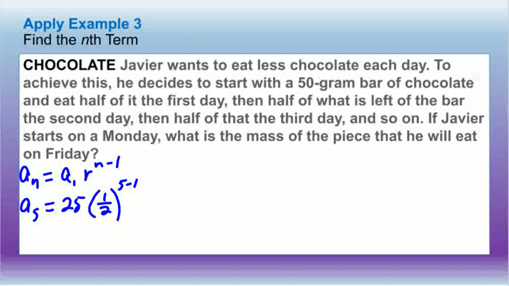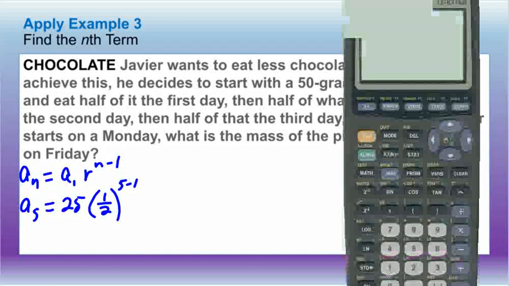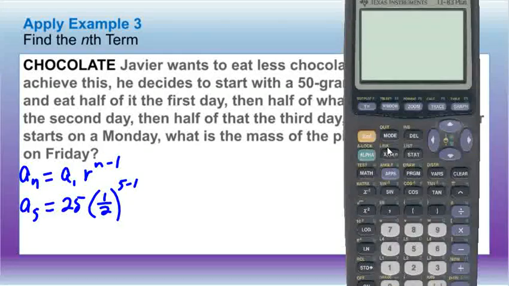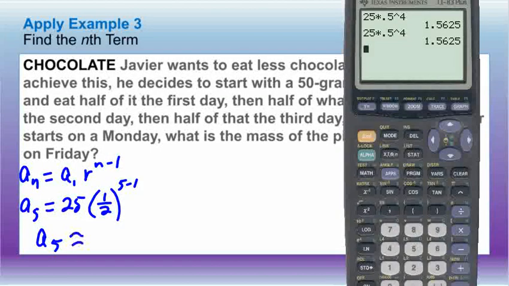So to put this on our calculator, we're going to have 25 times 0.5 raised to the 4th power, and that gives us 1.56, or if I put it to the nearest 10th, the 5th term, or the 5th day, would be 1.6 grams.